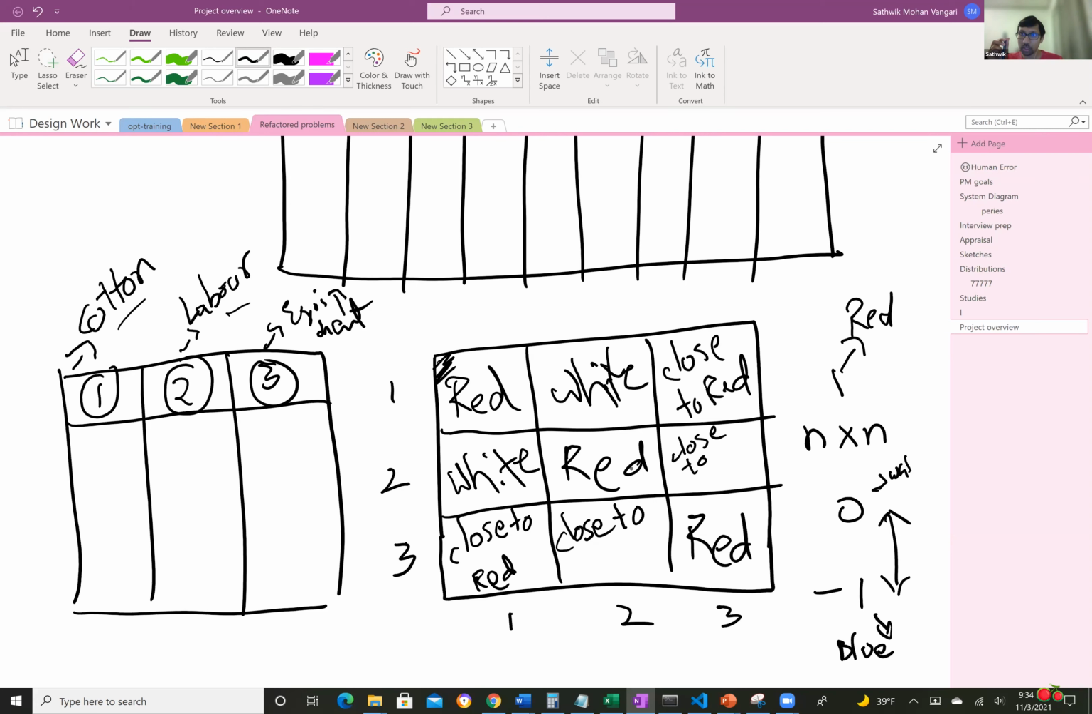What is positive correlation? Cotton cost goes up, equipment cost goes up. Cotton cost goes down, equipment cost also goes down. That is positive correlation. Okay, so it's negative. Exactly. So this will be close to blue. I didn't know it was blue. Yeah, because the -1 will be blue color.